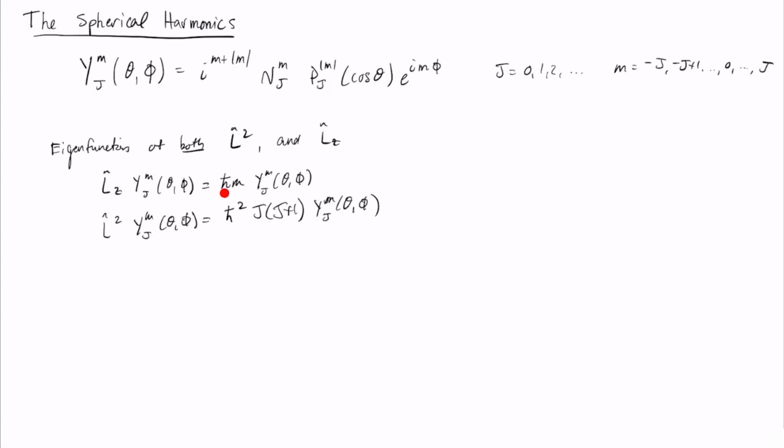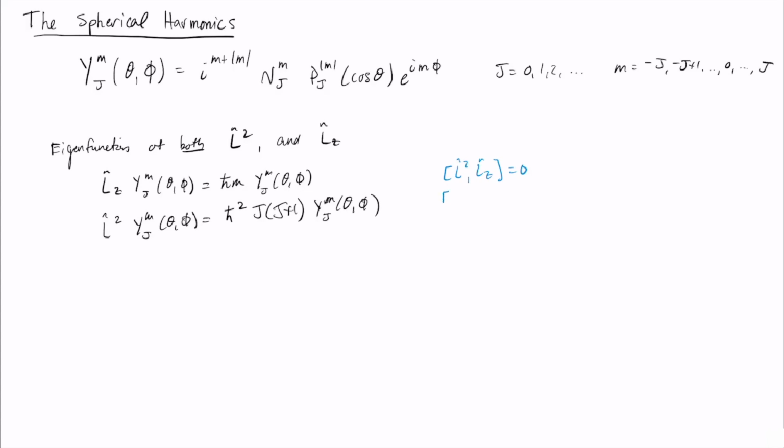Okay, so what this tells you is that Y_m^j is an eigenfunction of the Lz operator with eigenvalue h bar times m. At the same time, Y_m^j is also an eigenfunction of the L squared operator with eigenvalue h bar squared times j times j plus 1. This setup is possible purely because the operators L squared and Lz commute, right? So this commutator is 0.